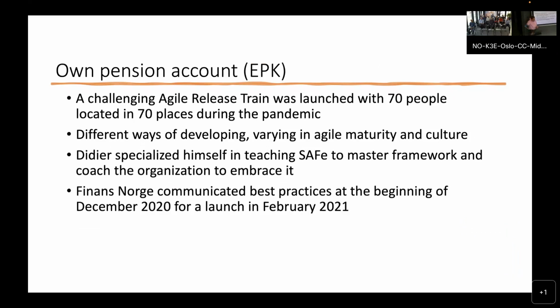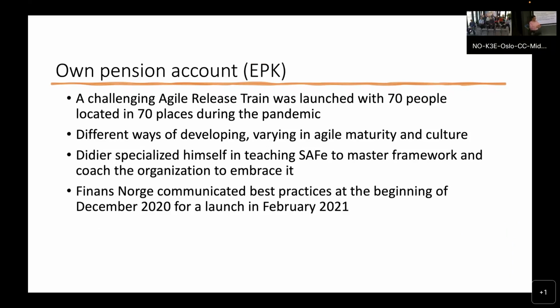Own pension account, which is the last of the three products. It was funny. I changed role. I was more strategy, SPC or coaching. I went to Bergen, where DNB Life is, and when I arrived, they said, no, you will not work according to your way.